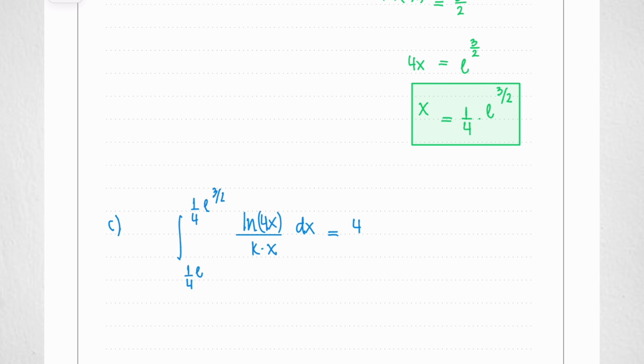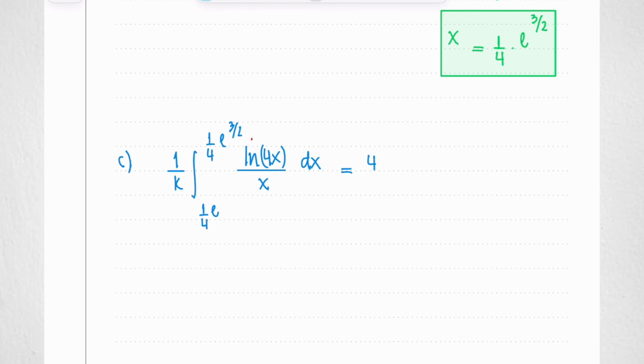And to make this even simpler, you can move this k, given that it is a constant, to be outside of the integral, given that if you multiply ln of 4x over x by 1 over k, you get the original function, which is ln of 4x over kx. K is just a constant, just leave it outside. Now, this is an integral that we can evaluate through substitution.